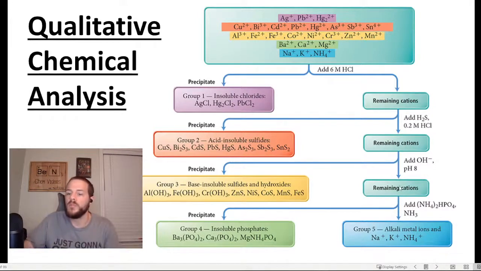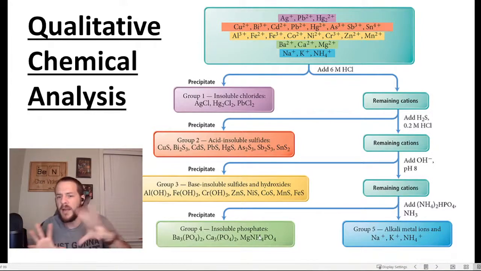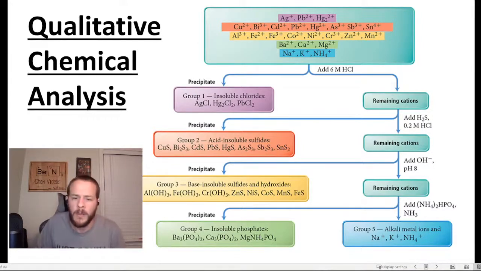And so at this point, what you would do is add this stuff right here, (NH4)2HPO4, that's diammonium hydrogen phosphate. When you throw that in there, that's going to precipitate out all of those alkaline earth metals, like your barium, your calcium, your magnesium. Those are all going to precipitate out. They're going to bind to phosphate, and they're not very soluble in that form. And so they'll precipitate out.